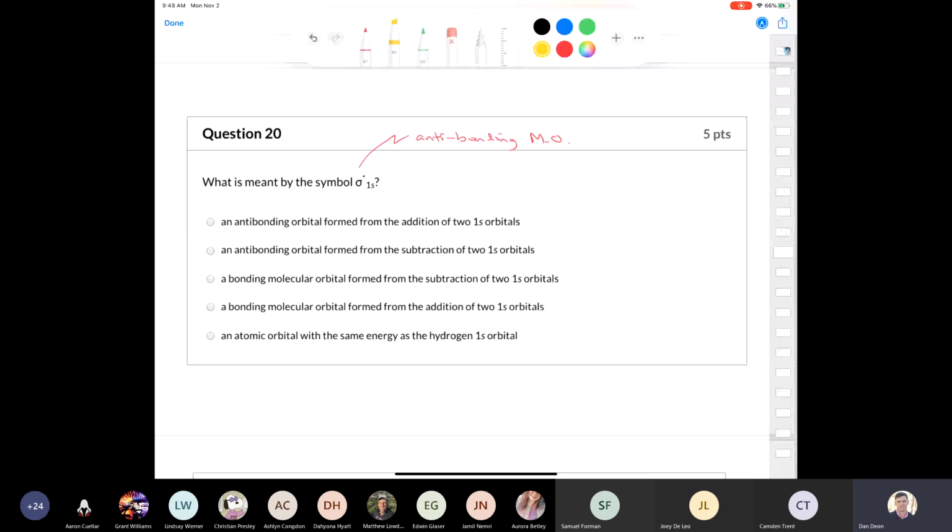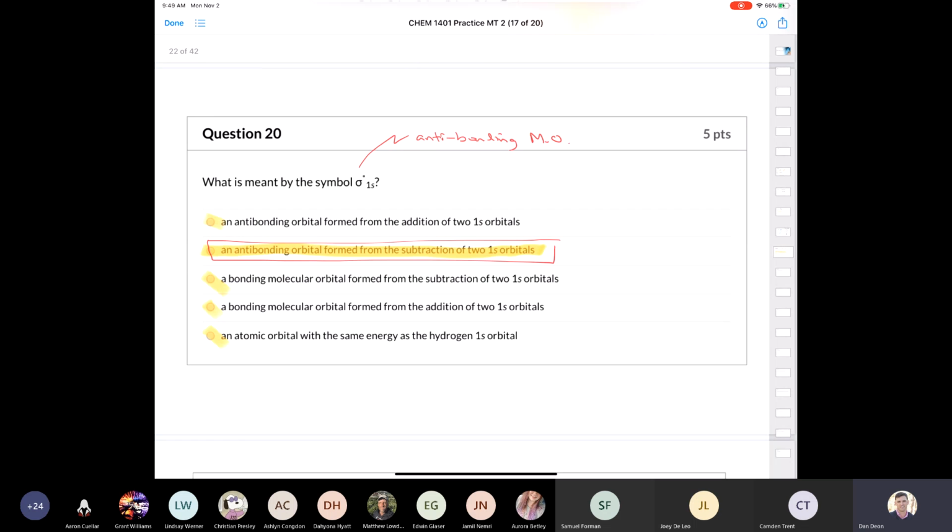The possible answers are an antibonding orbital formed from the addition of two 1s orbitals, an antibonding orbital formed from the subtraction of two 1s orbitals, a bonding molecular orbital, no, a bonding molecular orbital, no, an atomic orbital, no. And so the answer is this one here. It's an antibonding molecular orbital that's formed from the subtraction of two 1s orbitals, or the same thing as adding two waves that are out of phase. All right, there we go.